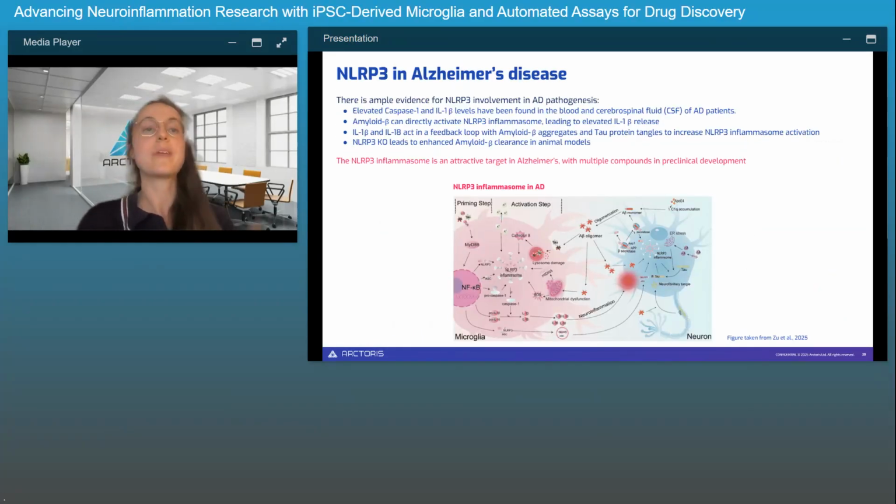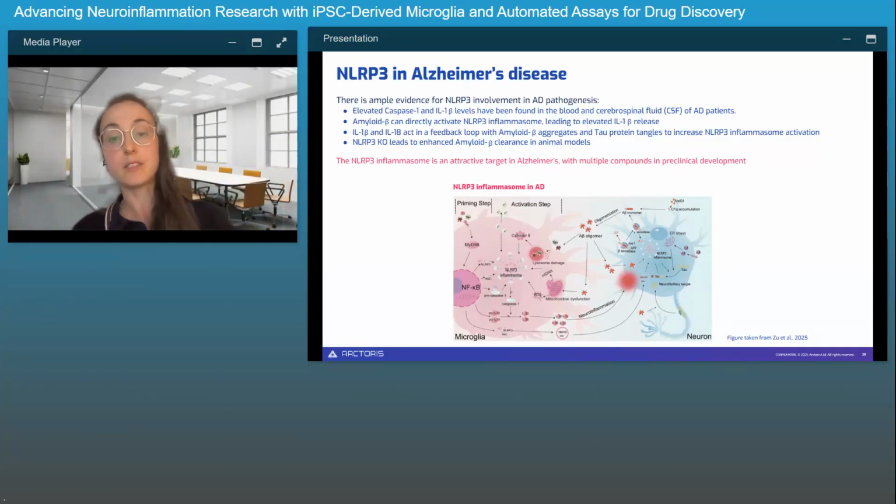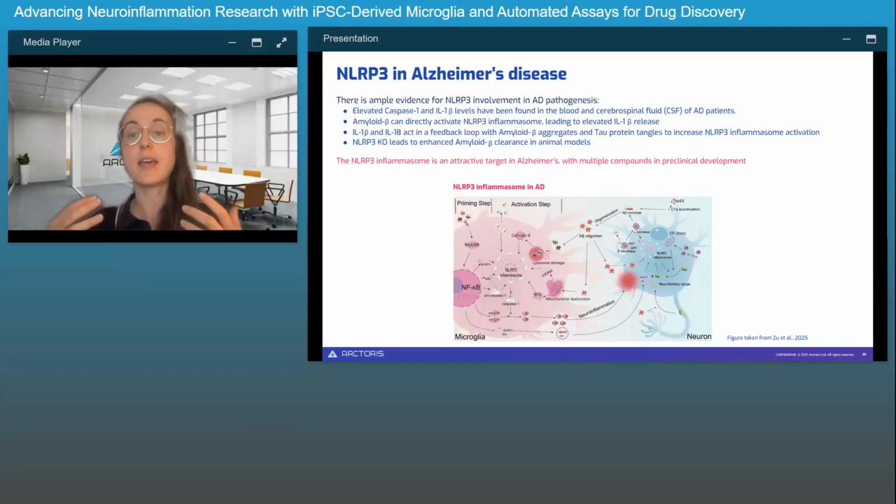Indeed, this NLRP3 inflammasome has been linked to Alzheimer's disease, and there is a lot of evidence to back up this claim. One of them is that the products of the signaling pathway, interleukin-1 beta and interleukin-18, have been found to be elevated in Alzheimer's disease patients. Then amyloid beta itself, the toxic protein involved in Alzheimer's, can activate this signaling pathway. Then the interleukins and amyloid beta can act in a feed-forward loop.